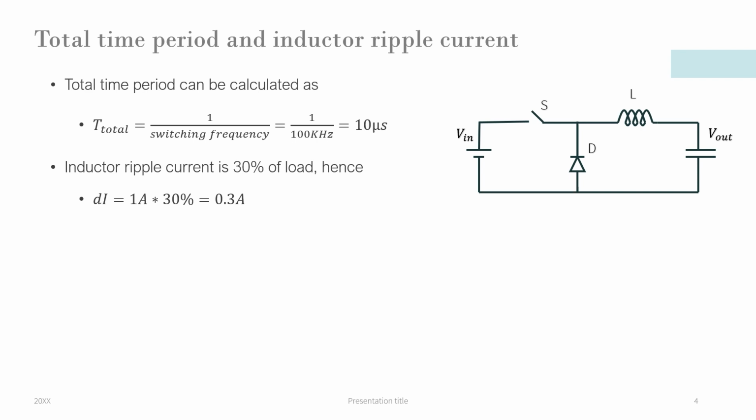We know that time is inverse of frequency. Hence, total time period is given as 1 by switching frequency, that is equal to 10 microseconds. Now, the ripple current is 30% of load current. Hence, ΔI is equal to 1 into 30%, that is equal to 0.3 amps.